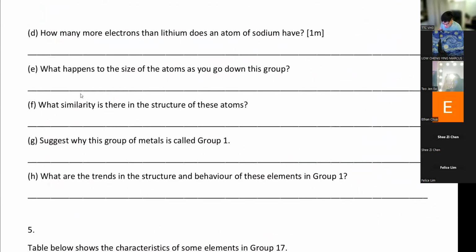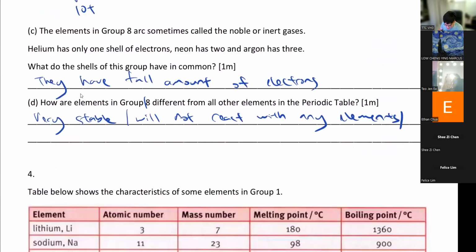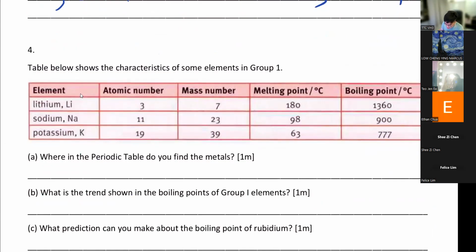Okay, so next. The table below shows the characteristics of some elements in group 1. So you have lithium, potassium, and sodium. The crazy people, remember? Where in the periodic table do you find these metals? They are in group 1. That's the answer, group 1.